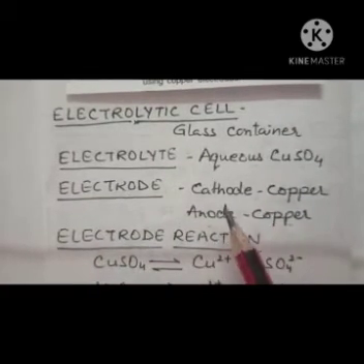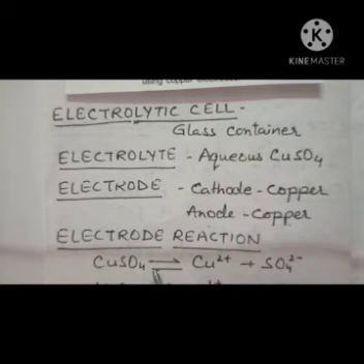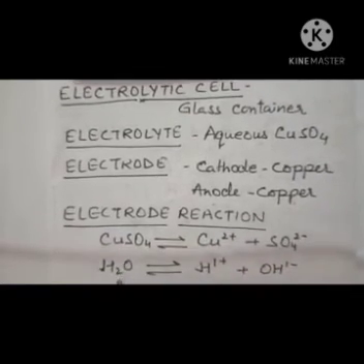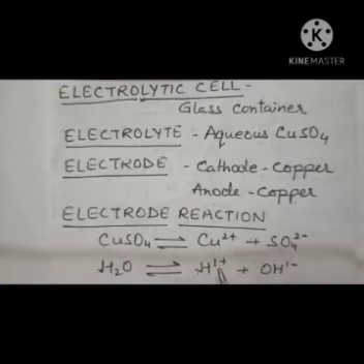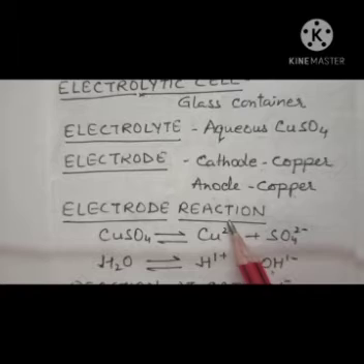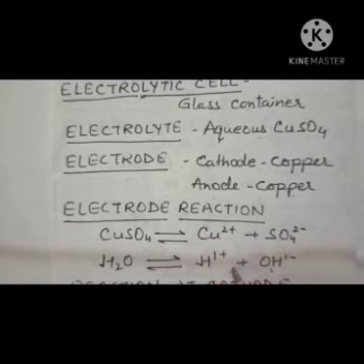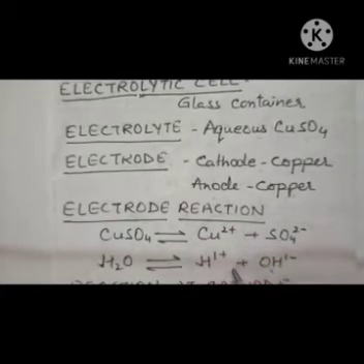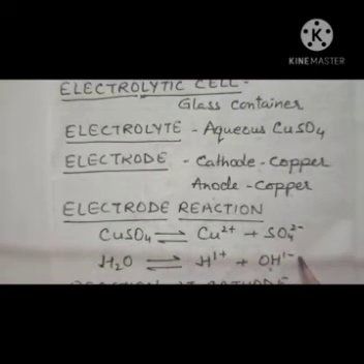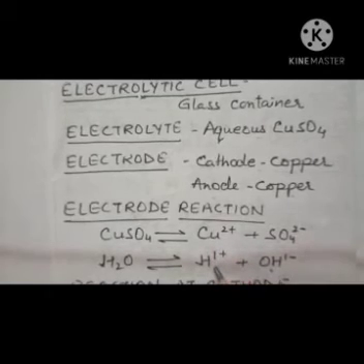When you pass electric current through the electrolyte, then this copper sulfate breaks down or decomposes into copper ions and sulfate ions, and water decomposes into H ions and hydroxyl ions. Now look here, in the solution you have two positive ions and two different negative ions. So both the positive ions, copper and hydrogen, migrate towards the cathode, right?